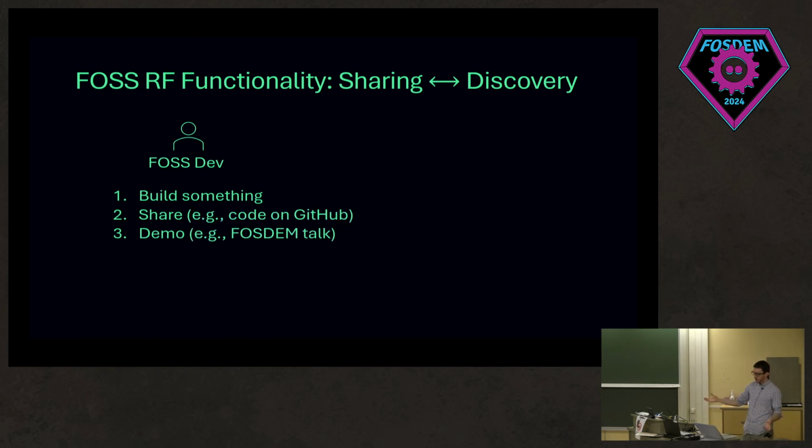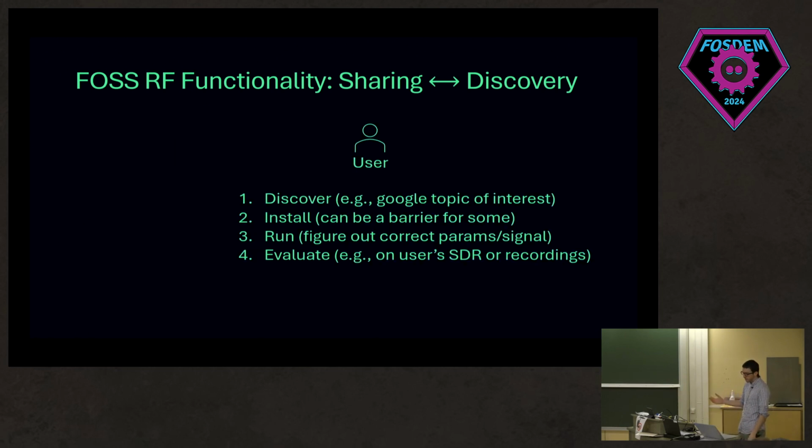On the developer side, you might post your code to GitHub. You might share it as part of a FOSDEM talk, right? That's kind of like the current method that we use. On the user side of things, you might Google the topic you're interested in, like a specific satellite, Wi-Fi, whatever. You'll probably come across what's out there, but it's not the best way to do it, right? Just by Googling.